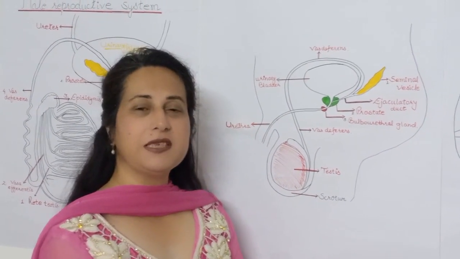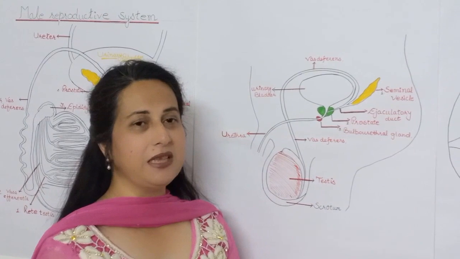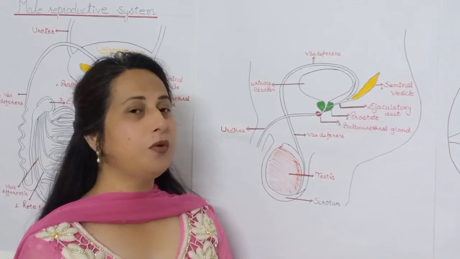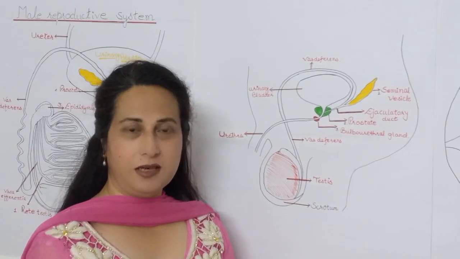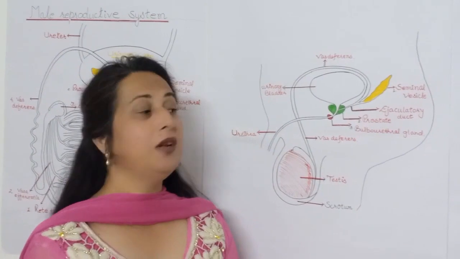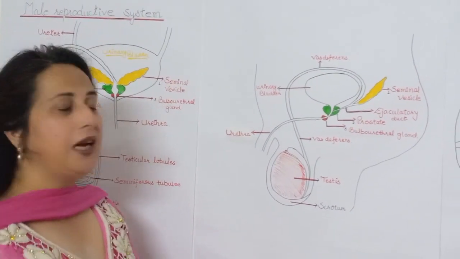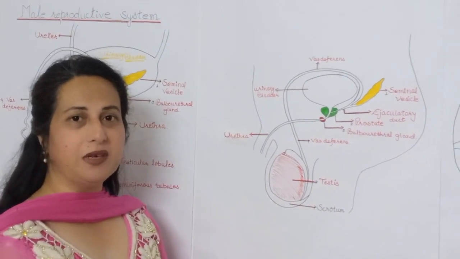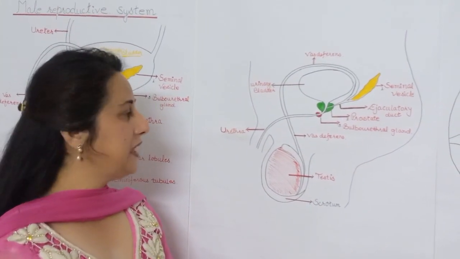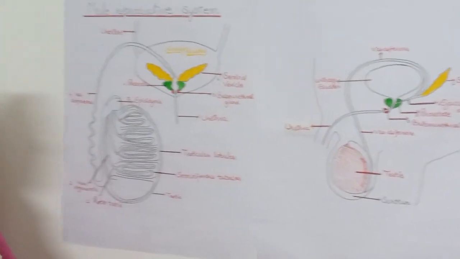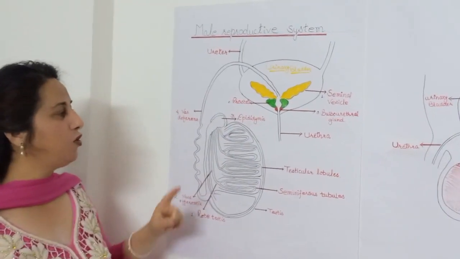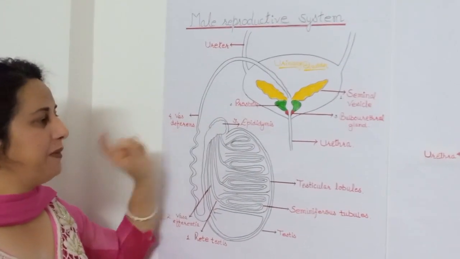A pair of testes is present outside the abdomen in the scrotum. The scrotum helps to maintain a lower temperature, around 2 to 2.5 degrees Celsius lower as compared to the internal body temperature. The size of the testes is around 4 to 5 centimeter in length and 2 to 3 centimeter in width. The testes are divided into compartments. There are around 250 compartments in the testes.